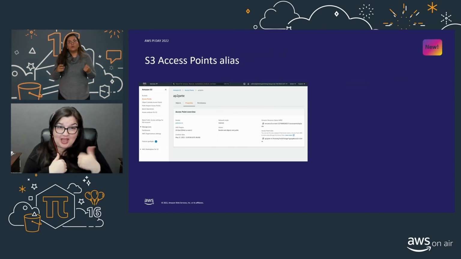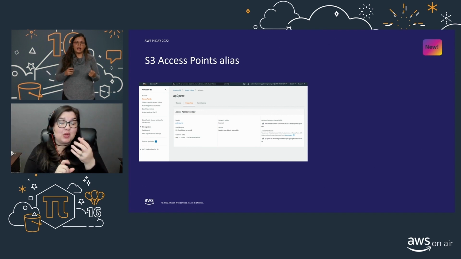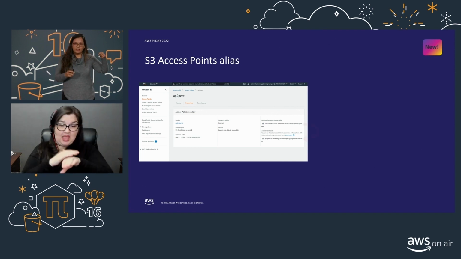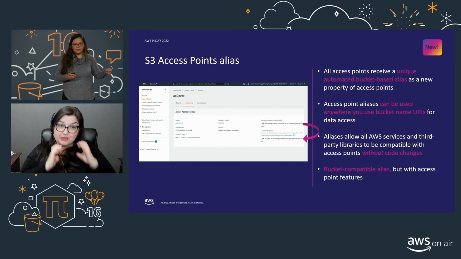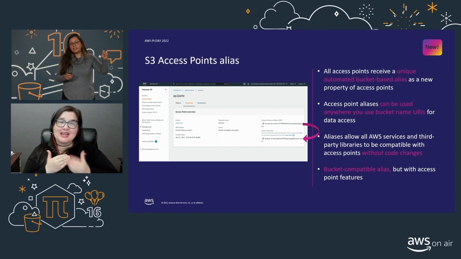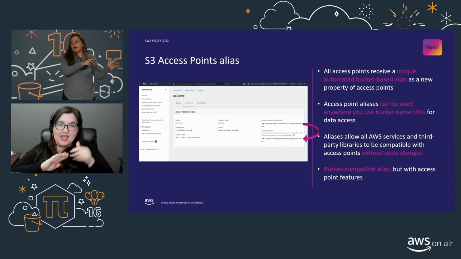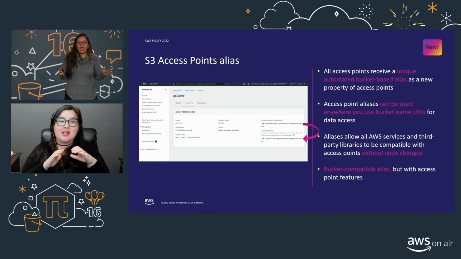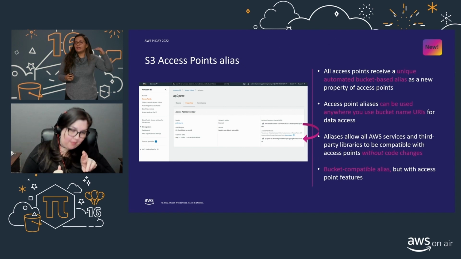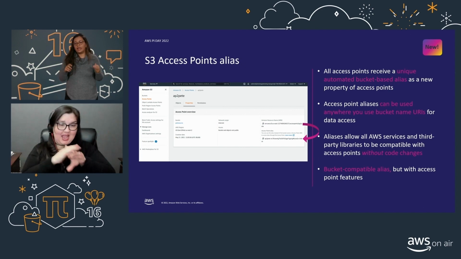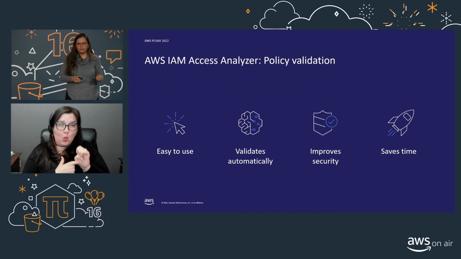And last summer, we launched S3 Access Point Alias, which makes accessing your access point from other clients even easier. With Access Point Alias, each access point will receive its own unique bucket-based alias that can be used to replace the bucket name URI for data access. And this means you can use these access point aliases for all of your S3 API requests to talk to services like EMR, and they will automatically connect to the access point without requiring any code changes.